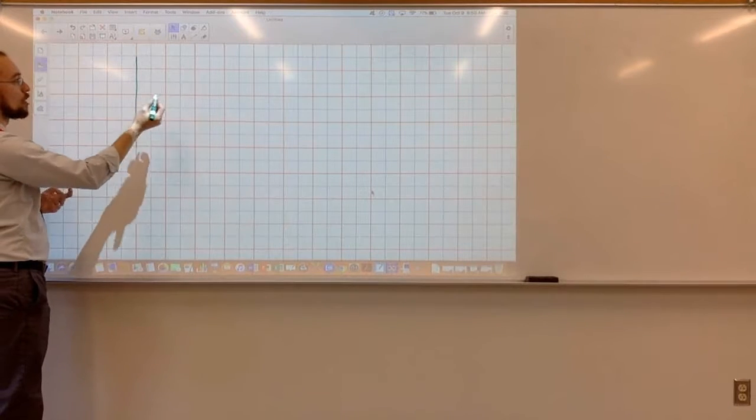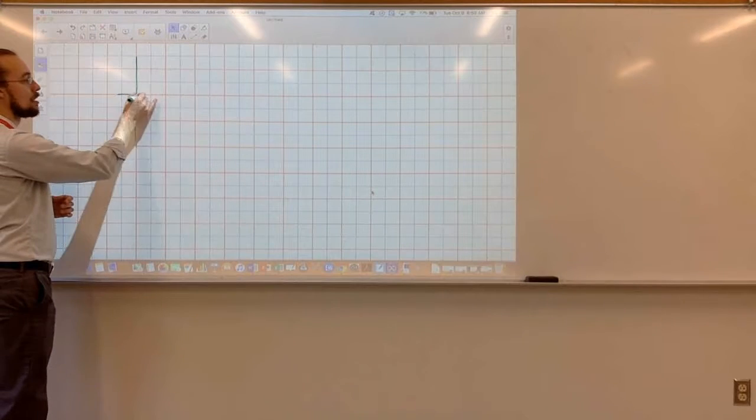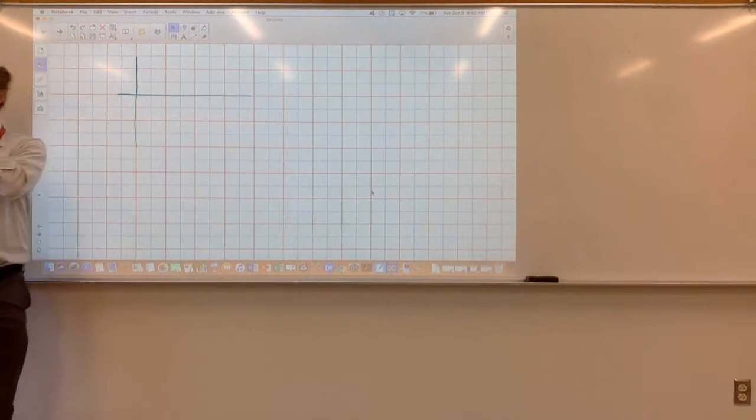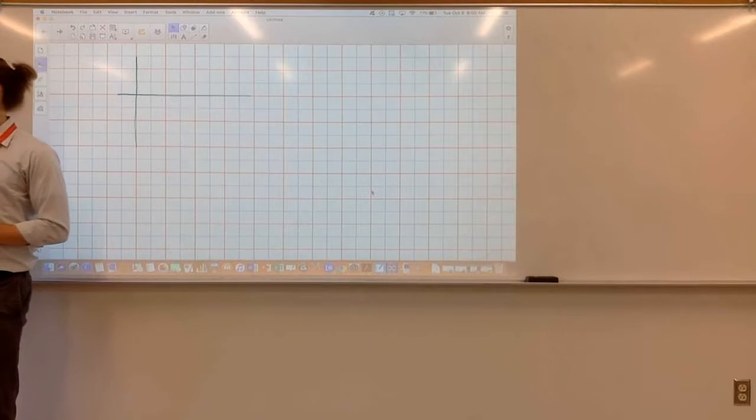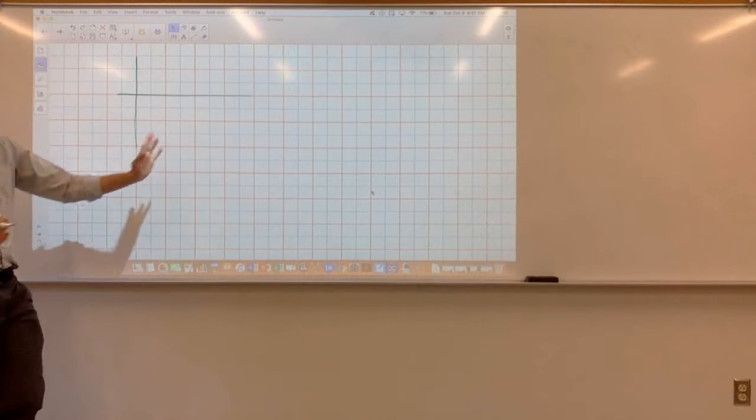If I wanted to graph one period of sine... a bunch of waves. It's a wave. The x-axis is wavy. It's wavy. Up, down, cosine. Oh, cosine is the steep one. Yeah, so where does sine start?